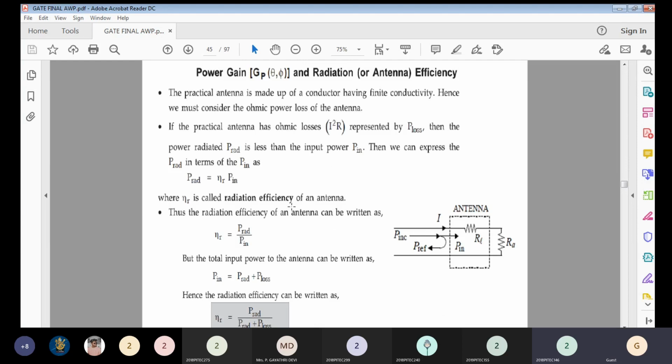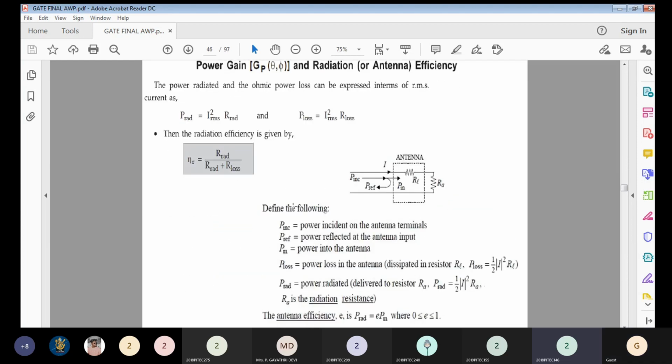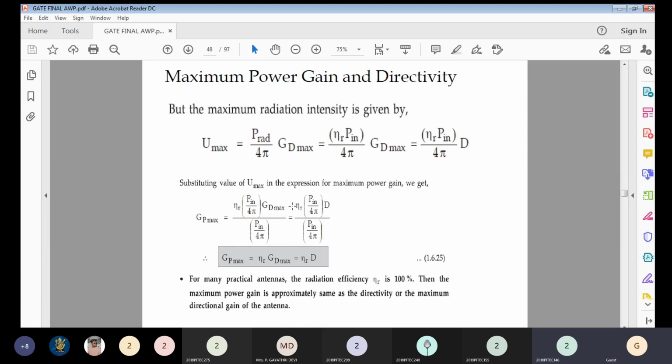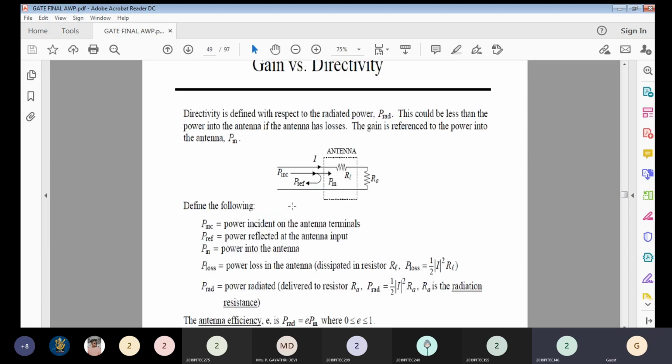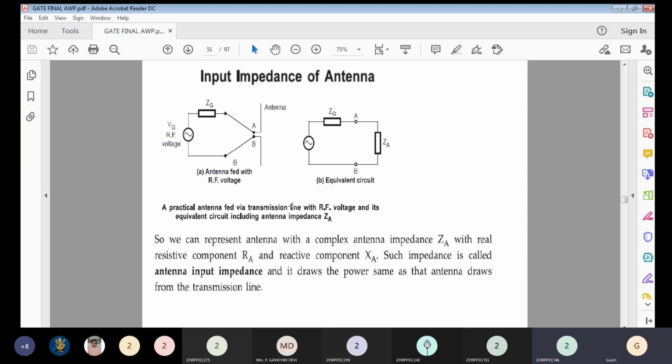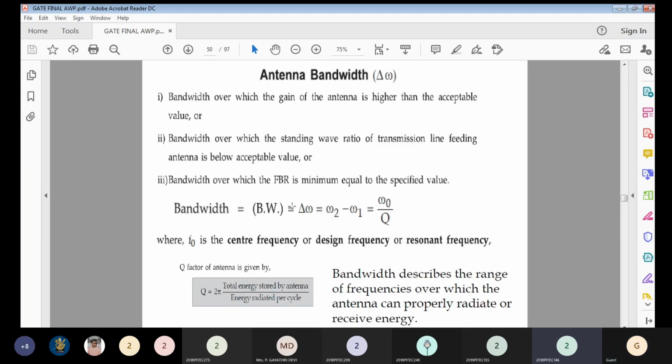We all know power gain, which we discussed, and maximum power gain with the help of radiation intensity, and also gain, and antenna bandwidth. Generally, what is bandwidth? Bandwidth is the ratio between the upper and lower cutoff frequency. It is the bandwidth over which the gain of the antenna is higher than the acceptable value, and over which the standing wave ratio of the transmission line feeding the antenna is below the acceptable value.